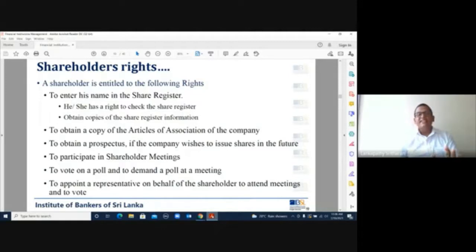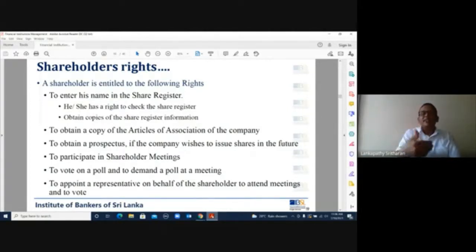The second one is to obtain a copy of the Article of Association of the company. He has the right to obtain the Article of Association of the company. And the third one is to obtain the prospectus if the company wishes to issue shares in the future. For example, a company first starts with certain shareholders. Now the company, for example a listed company, is going to issue shares. For that purpose, they may issue a prospectus.